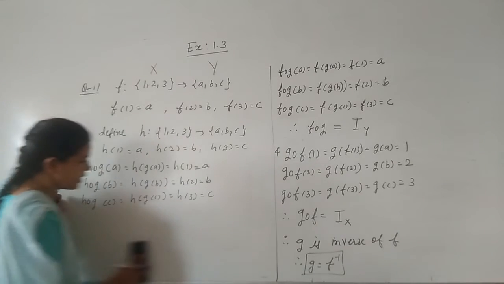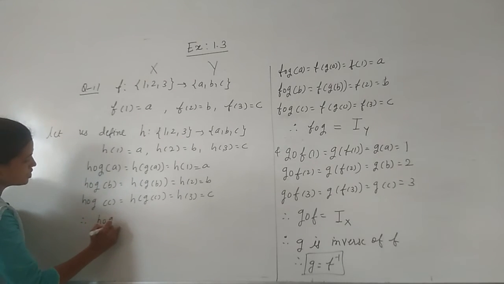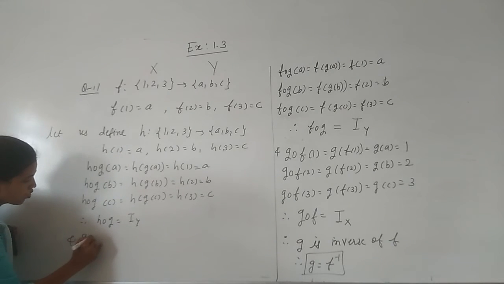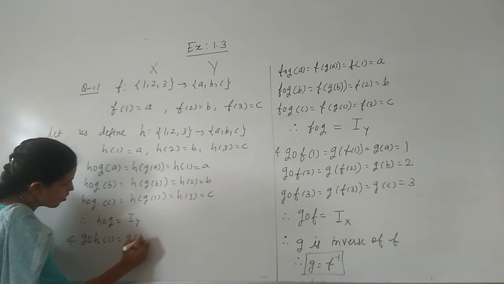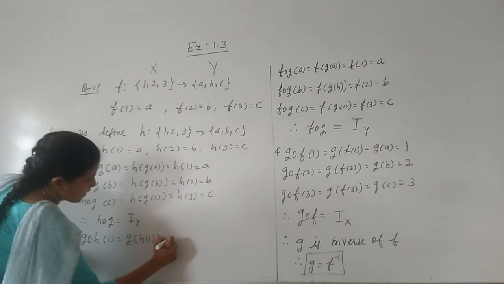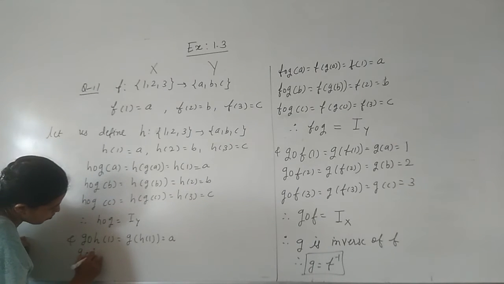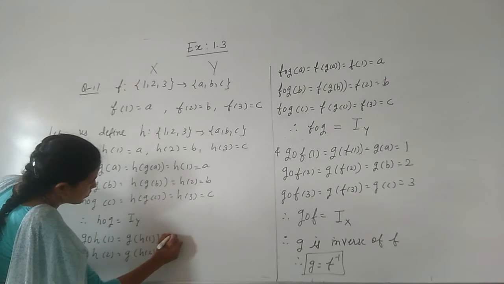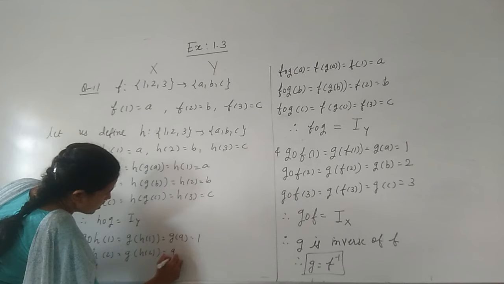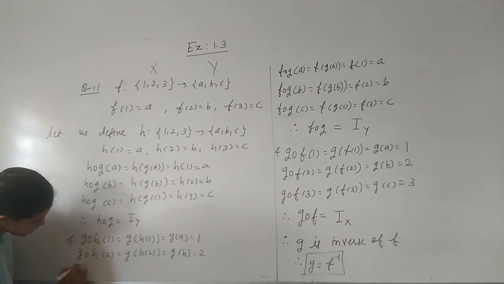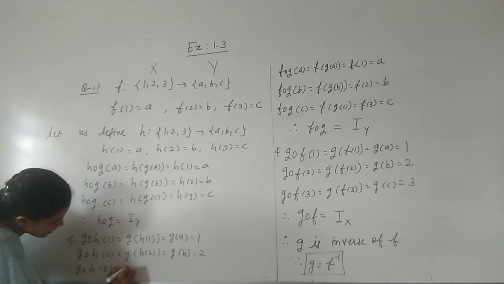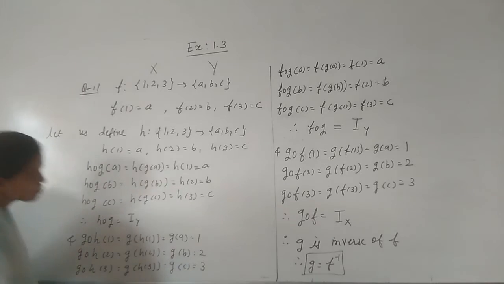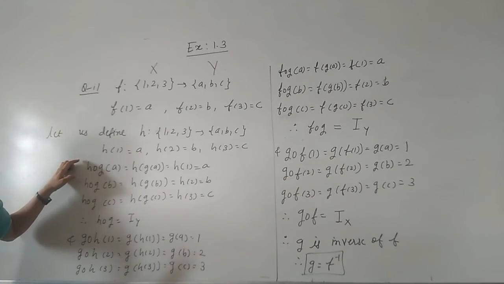And therefore we get H composition G is equal to identity on Y. And G composition H of 1, G of H of 1, what is H of 1? A. G of H of 2, that is G of B, which is equal to 2. G of A is equal to 1, and G composition H of 3, that is G of H of 3, that is equal to G of C, that is equal to 3. Okay, so now you understood what we have done.